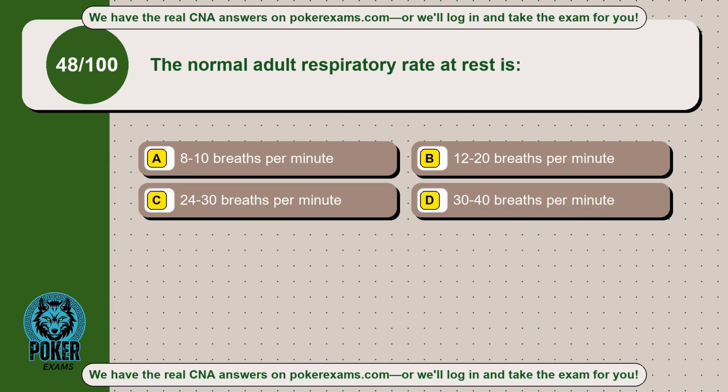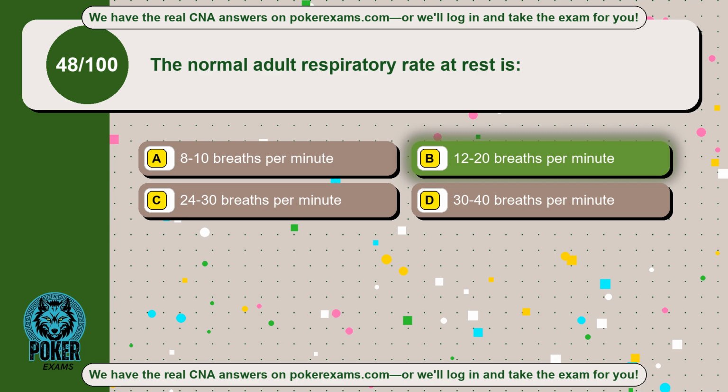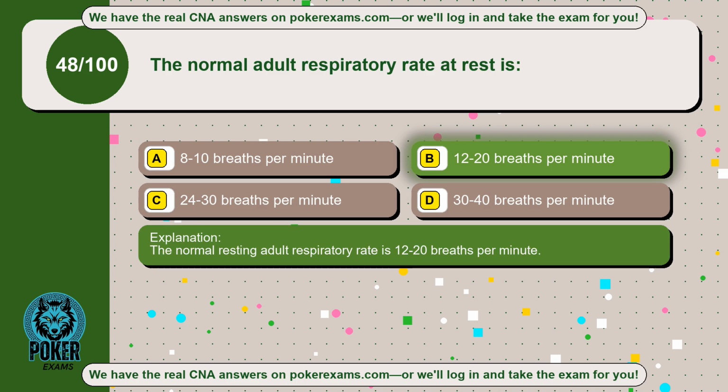Question 48. The normal adult respiratory rate at rest is: Option A: 8 to 10 breaths per minute. Option B: 12 to 20 breaths per minute. Option C: 24 to 30 breaths per minute. Option D: 30 to 40 breaths per minute. The correct answer is option B: 12 to 20 breaths per minute. The normal resting adult respiratory rate is 12 to 20 breaths per minute.